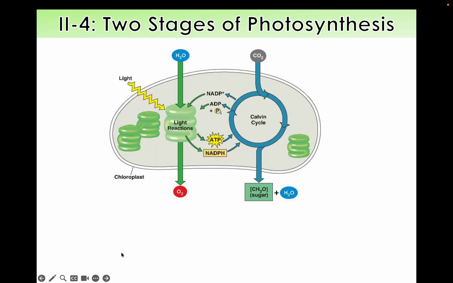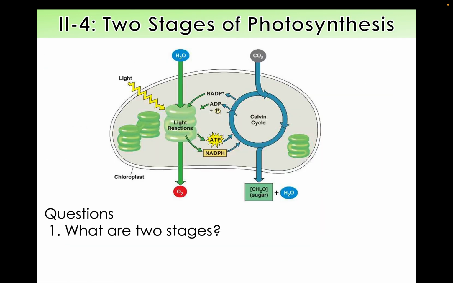So there are 2 stages to photosynthesis. What are these 2 stages? One is called the light-dependent reaction, and the other one is sometimes called the light-independent reaction, meaning it doesn't require light to happen. It's also called the Calvin cycle because this is the name of the scientist who discovered the Calvin cycle. Where is this happening?